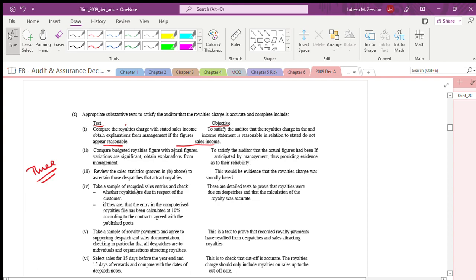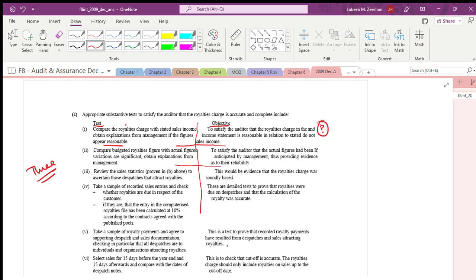To satisfy the auditor that the royalties charged in the income statement are reasonable in relation to stated sales income.